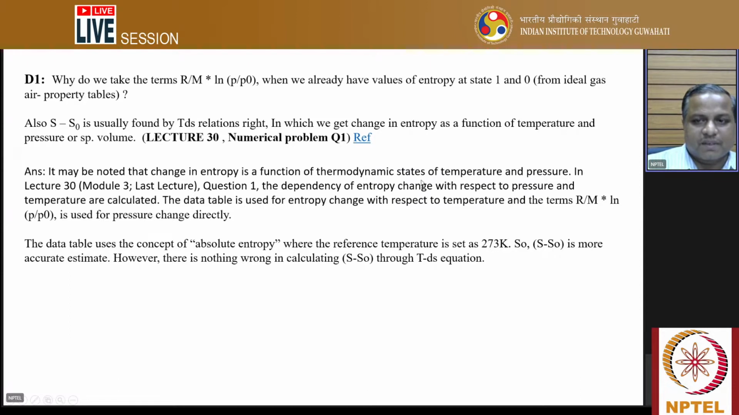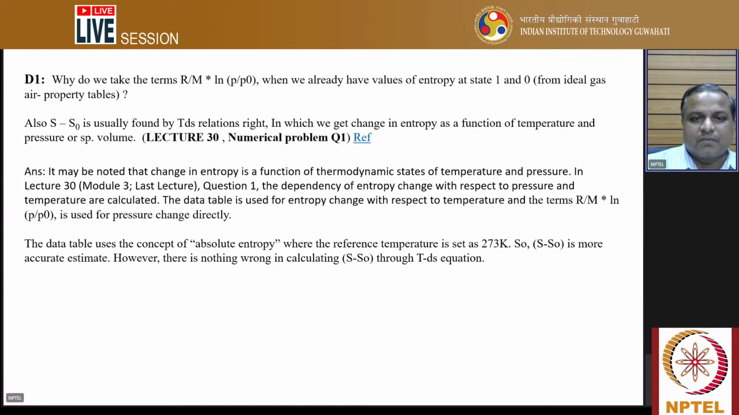So basically, the summary I just want to say is that change in the entropy is a function of thermodynamic states of temperature and pressures. In other words, the system goes from state 1 to state 2. The change in entropy is S1 minus S2, and S1 and S2 are related to temperature and pressure. So these are the entropy equations we have already. We all know these things.